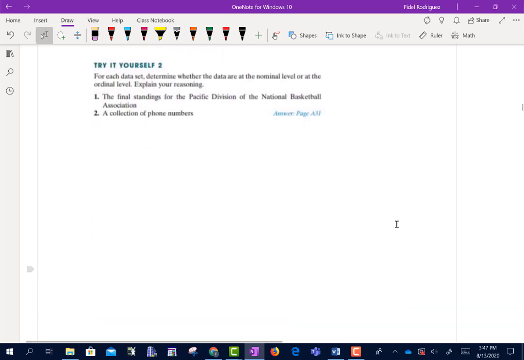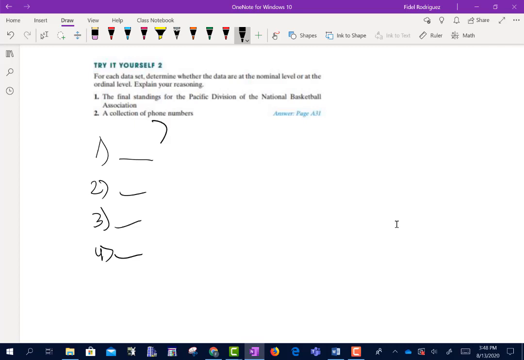For each data set, determine whether the data are at the nominal level or at the ordinal level. The final standings for the Pacific Division of the National Basketball Association. So that means they're going to rank. I don't know why I was thinking top 5. So we're going to have the first basketball team, the second, who got 3rd place, who got 4th place, and so on and so forth. This is going to be ordinal, right?